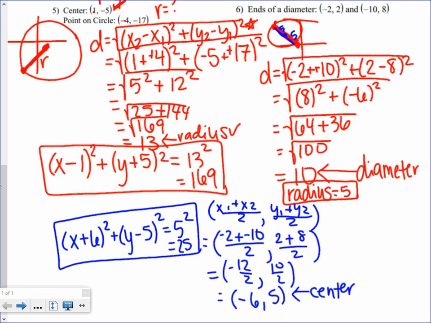So if they give you the ends of the diameter, you're going to use both the distance and the midpoint formula to find your radius and your center. So hopefully that helps you with understanding how you can use your equations of circles here. That gives you just a breakdown of each of the types of questions that we're going to look at in class.